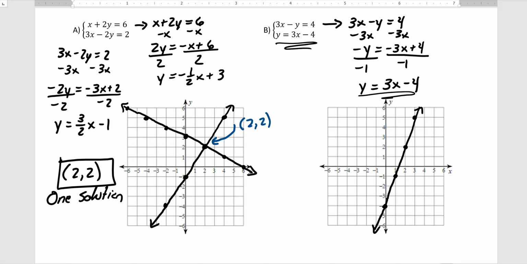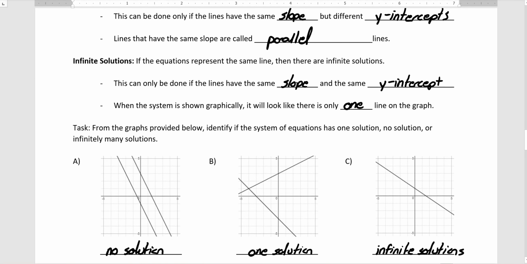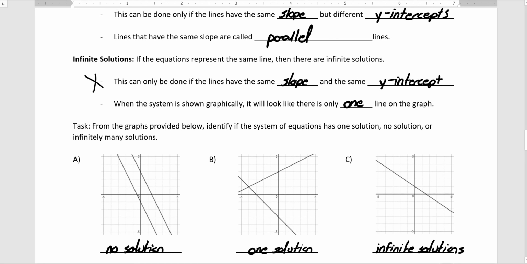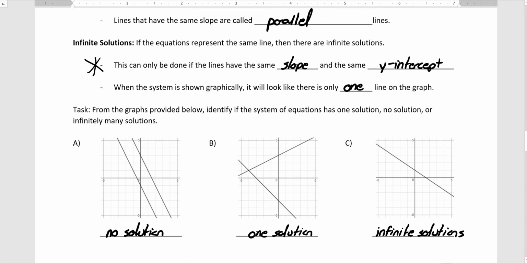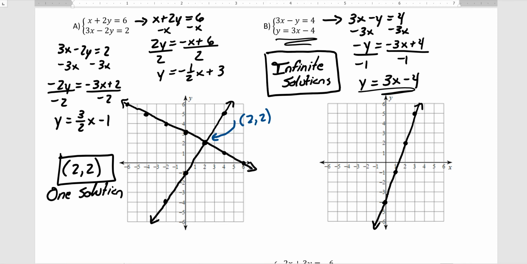Well, do we notice how these have the same slope and the same y-intercept? All right. Same slope, same y-intercept. Infinite solutions, right? If those lines have the same slope and the same y-intercept, because if we graph both of these, it'd be the same graph. So all I'd have to say now, infinite solutions. Because any point on this line that I graphed is going to be true for both of these equations because both equations represent the same line.